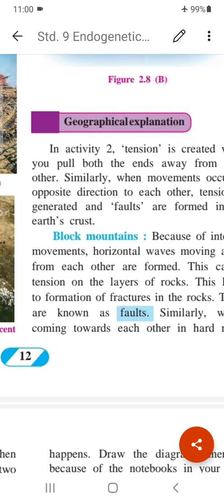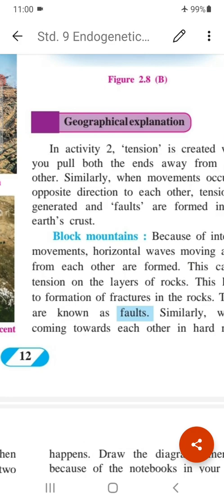Because of internal movements, horizontal waves moving away from each other are formed. We have seen this. Because of internal movements, what happens? Horizontal waves, straight waves, moving away from each other are formed. This causes tension on the layers of rocks.